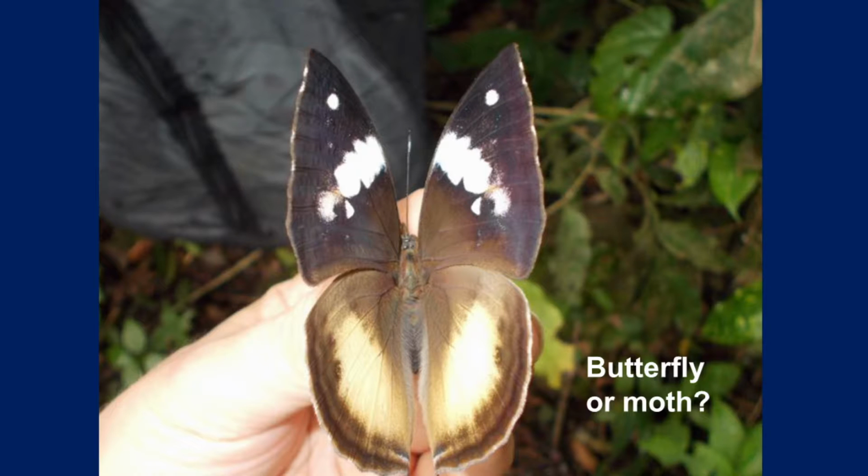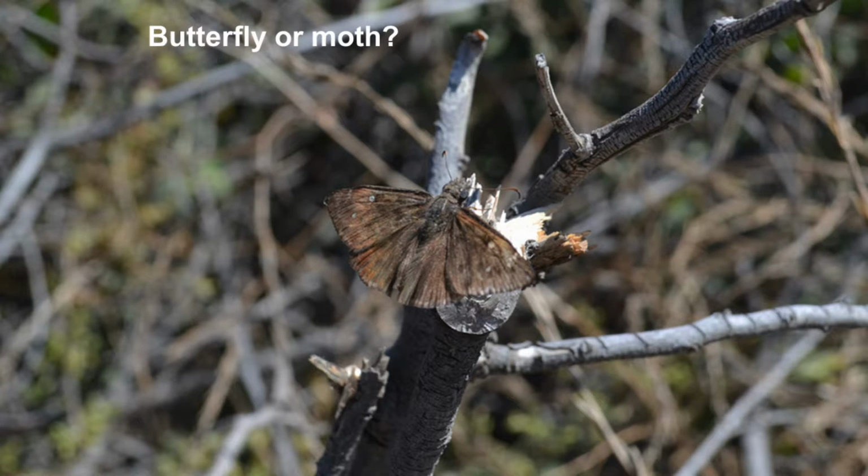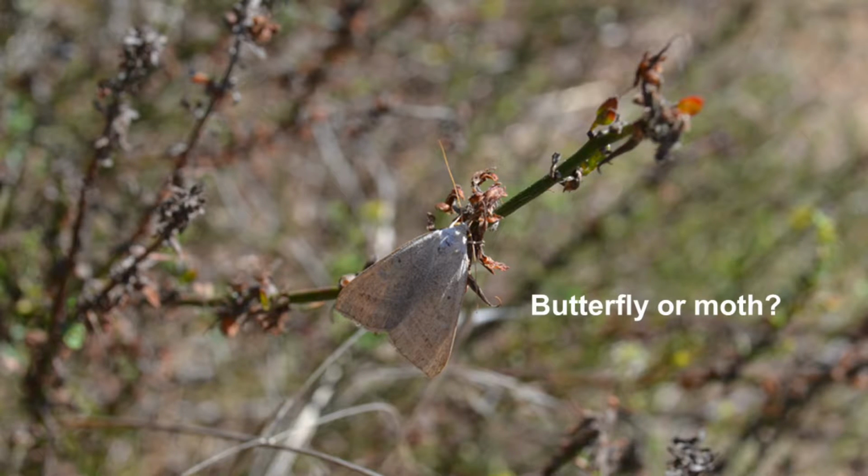Butterfly or moth, this is a butterfly. You can tell by the colors. You can tell by the non-feathery antenna. Is this a butterfly or moth? This is actually a butterfly. This is a Saturniidae, which we'll go into more detail in a moment. And this is a moth. So it's not always so easy to tell what's a butterfly and what's a moth.